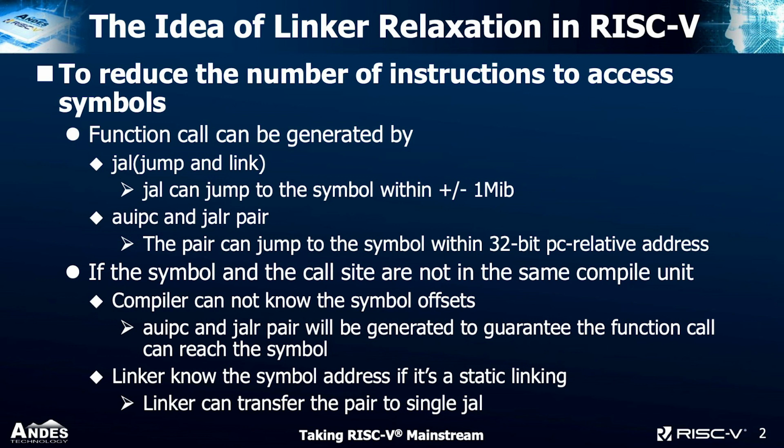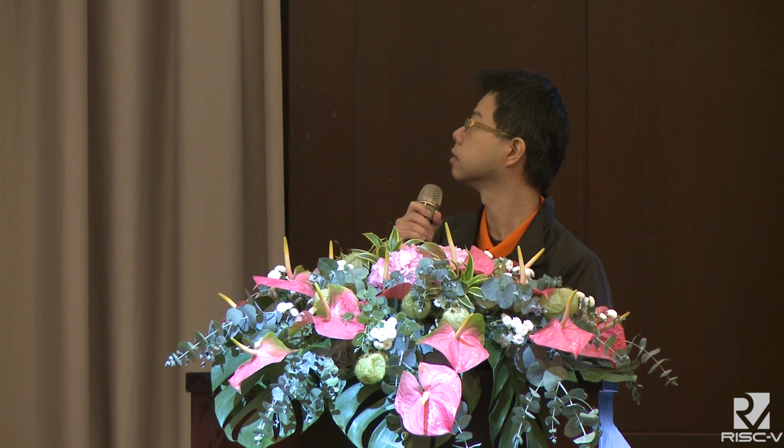If the symbol and the call site are not in the same compile unit, the compiler cannot know the symbol offset. To guarantee the function call can reach the symbol, the AUIPC and jump and link register pair will be generated. But the linker knows the symbol address in static linking. So the linker can transform the pair to a single jump and link if the offset can fit in the instruction. And that's what linker relaxation does.